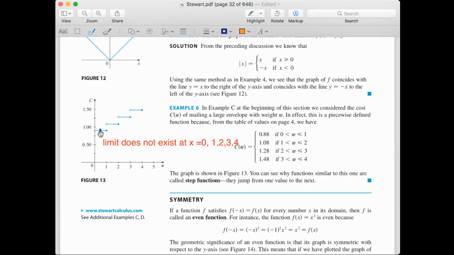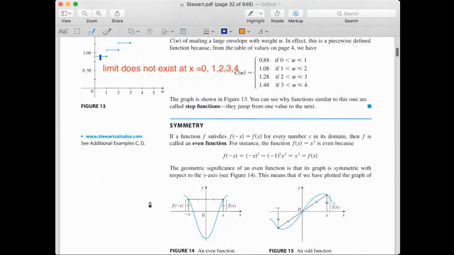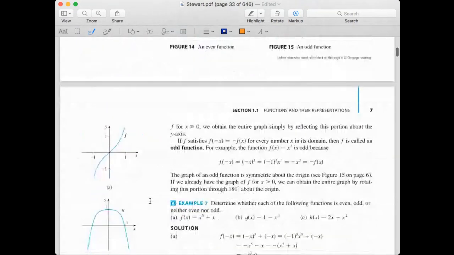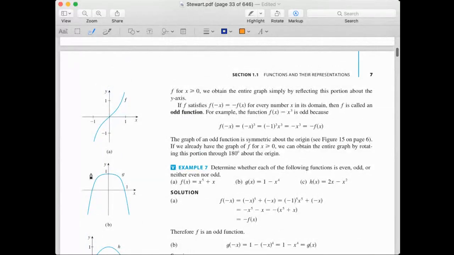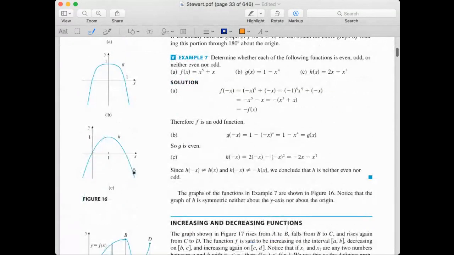Sometimes we will see another situation, where the limit exists, but the function value is not the same. So the math language is to describe this situation. We see the limit does not exist at x equals 0, 1, 2, 3, 4. This is all continuous, right? One piece of string, polynomial functions, one piece of string.